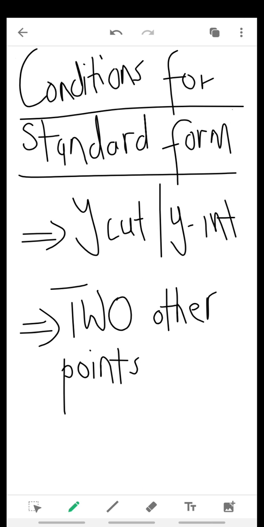Now let's look at the conditions that you need to satisfy before you use the standard form of the equation of the parabola. When dealing with the standard form, you need to make sure that you know the value of C, your y-cut or your y-intercept. But knowing the y-intercept alone is not enough. You need two other points in order to find your A and your B. Then you'll be able to find the equation of the parabola.